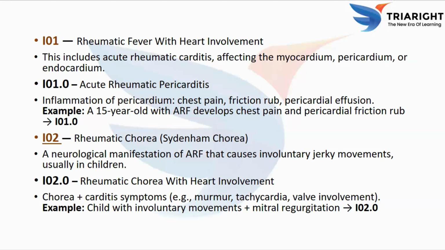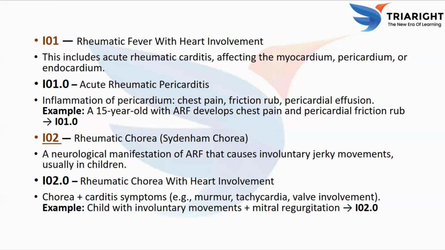Next, coming to I02, rheumatic chorea. So what do you mean by rheumatic chorea? It's a neurological complication of acute rheumatic fever. This is characterized by involuntary, jerky and uncoordinated movements, mostly in children. This is caused by autoimmune effects on the basal ganglia in the brain. So what is the subcode? I02.0. It's rheumatic chorea with heart involvement.